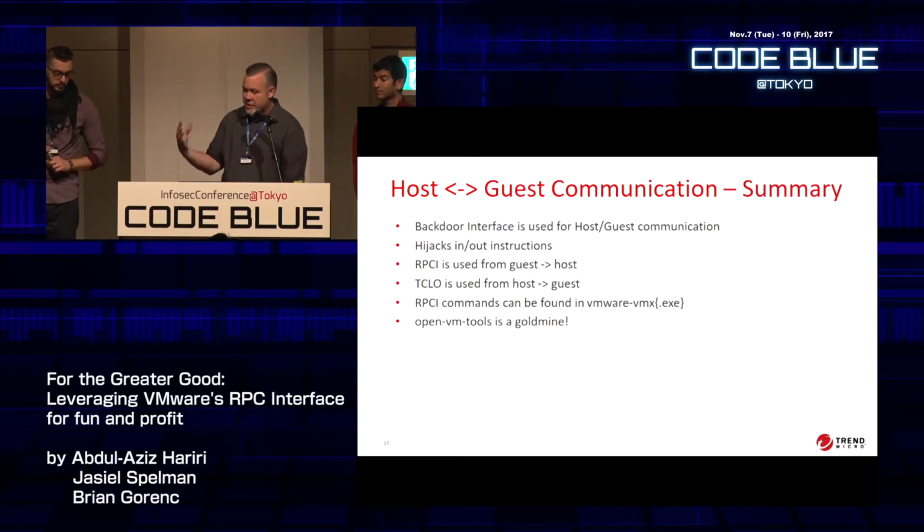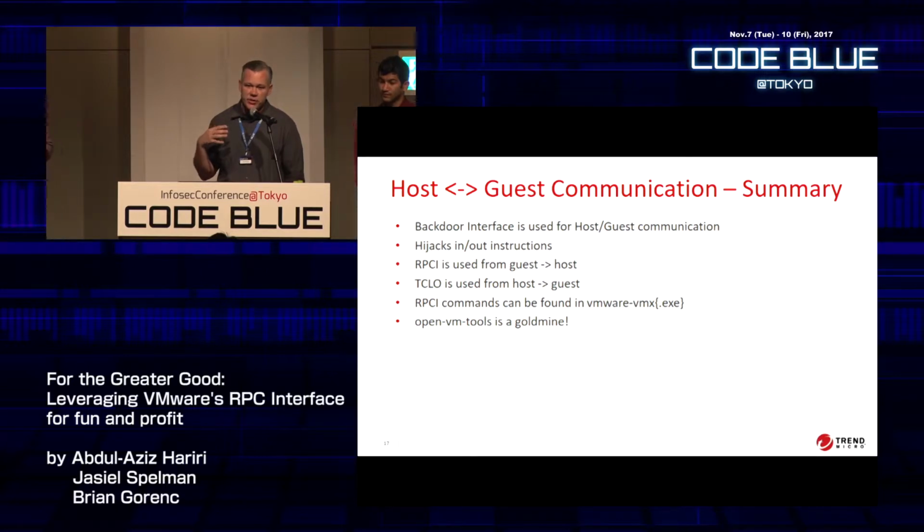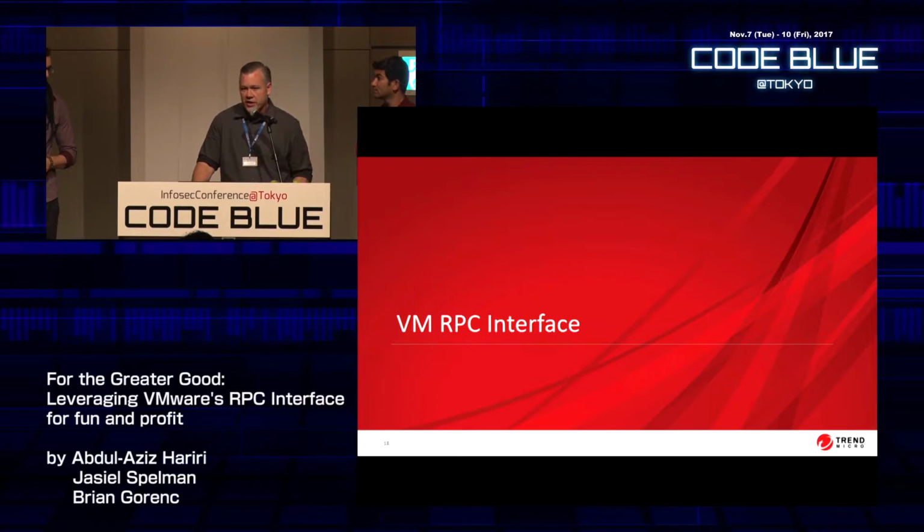Now, in summary, there is that backdoor interface. We're about to go into what that RPC interface looks like in detail. It does hijack that in and out instruction like we talked about. And what we're really looking at is communication that's going from the guest to the host. We're going to ignore that TCLO, and we're looking specifically at the RPCI commands. And again, using OpenVMware tools, we can get a really good understanding of what this interface looks like. And Jazel now is going to go over what this RPC interface looks like and how you trigger it using some of the tools that we've developed internally.